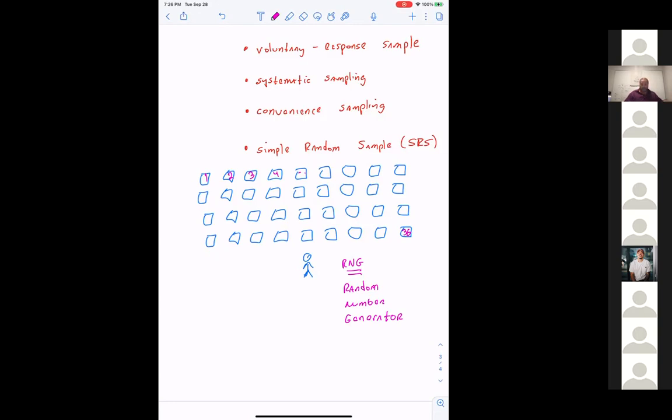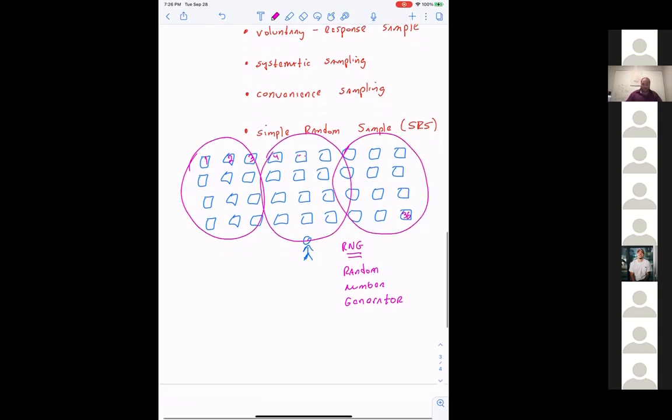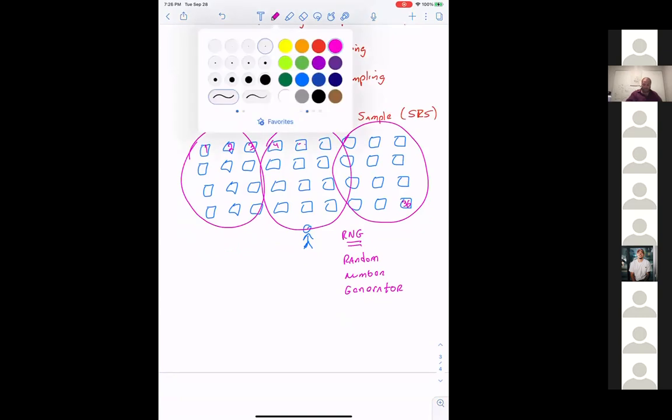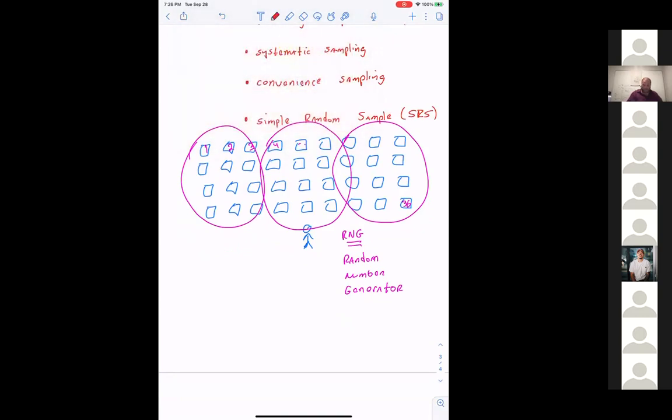By the way, that method where I said divide into groups like this and then pick one from each group, that's also a method of sampling. And that is called stratified sampling. Stratified sampling: divide the population into groups and use an SRS from each group.